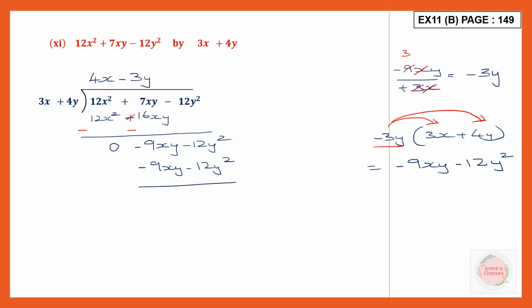Now we have to subtract. The signs will change. So minus becomes plus, minus becomes plus. Now let's see. 12 minus 12 is 0. Here we have minus 9 plus 9. 9 minus 9 is 0. So our remainder is 0. That means we've got our answer. Our quotient is our answer, which is 4x minus 3y. This is our final answer.